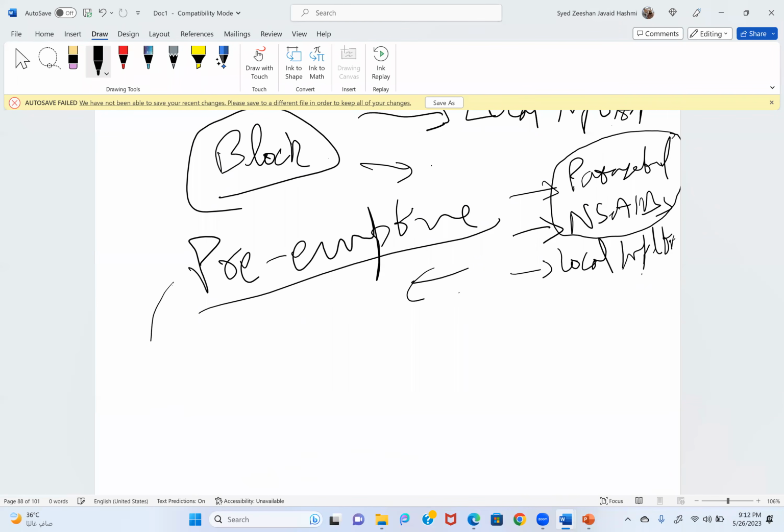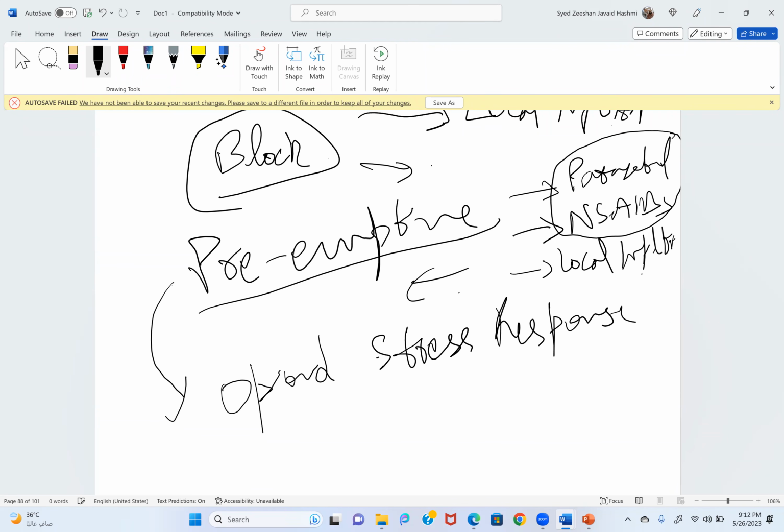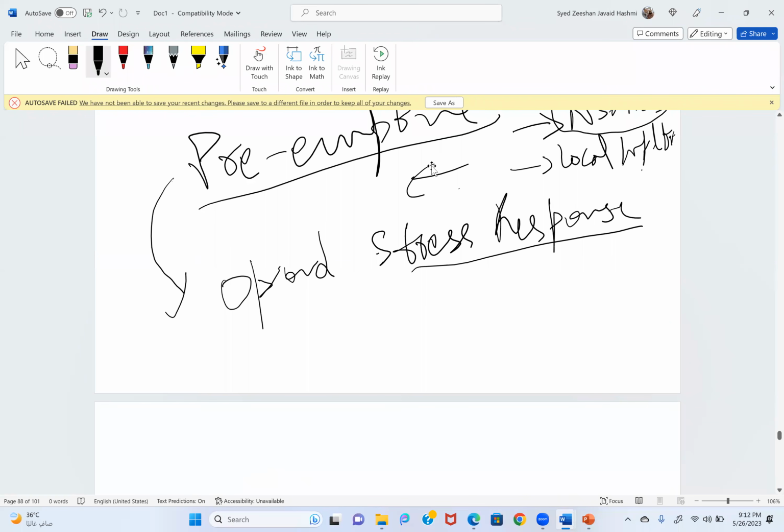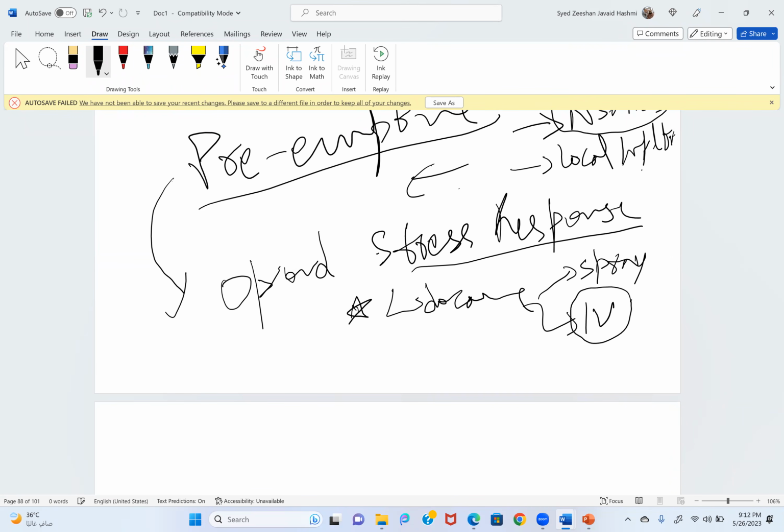Before that, someone will be asking, we are using opioids to blunt the stress response of intubation. If you are doing any surgery in which you are giving general anesthesia with intubation, now again there are alternatives to it. All of us use lidocaine, the majority of people, either in the form of spray or in the form of IV. So if we use it properly, then this response will be blunted.